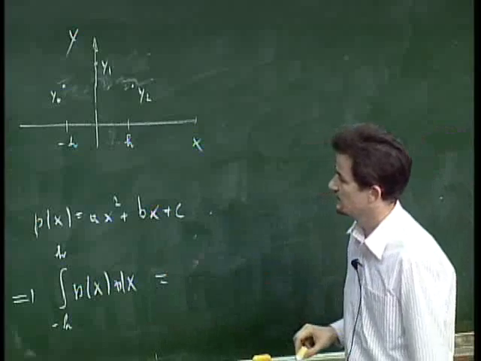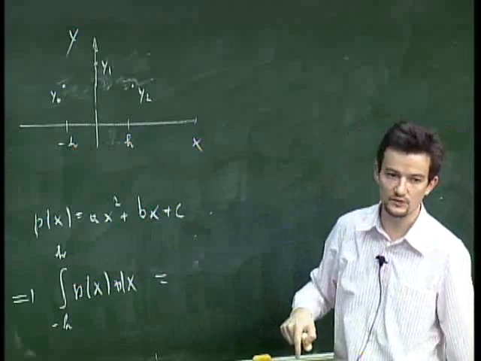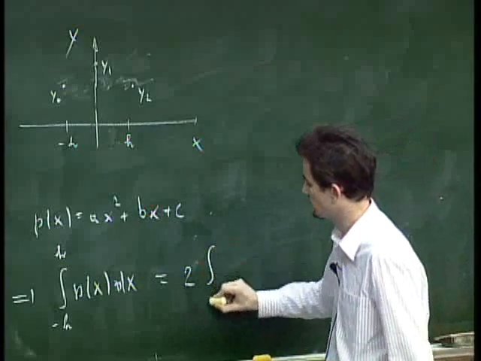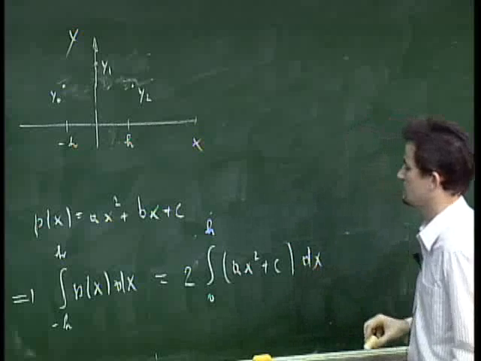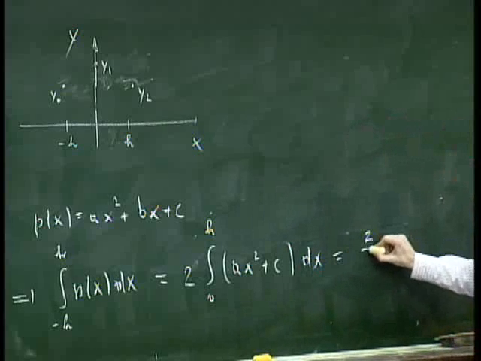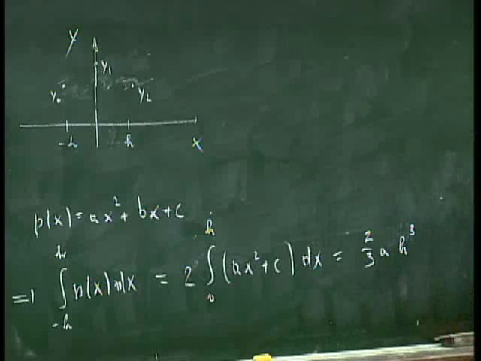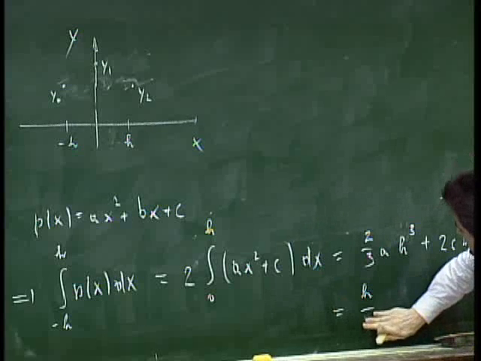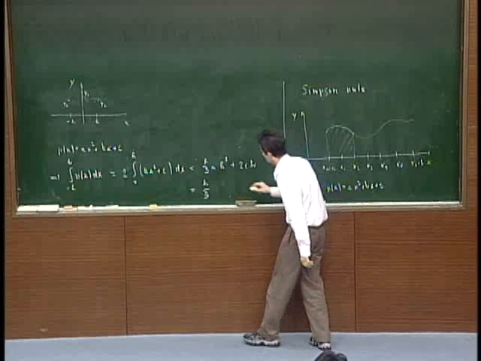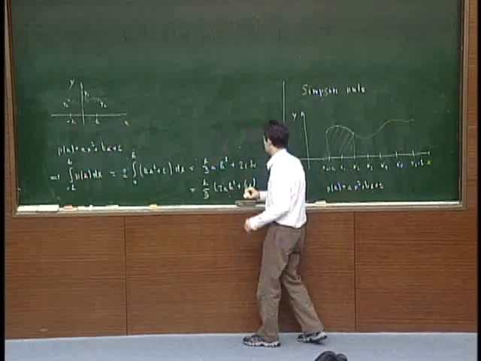But you see that you can cancel out the odd term because of symmetry. And for the other two, you can just take the integral twice and go from 0 to h. So you have 2 times the integral from 0 to h of ax squared plus c dx. This will give you 2 over 3 a h cubed plus 2ch. Now we take out h over 3. Then what is left is 2a h squared plus 6c.